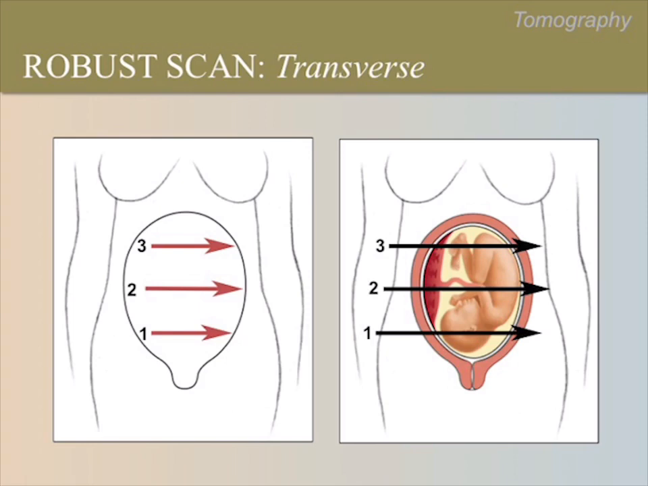For these scans, where should your orientation marker on the transducer be? The answer is towards the mother's right side.